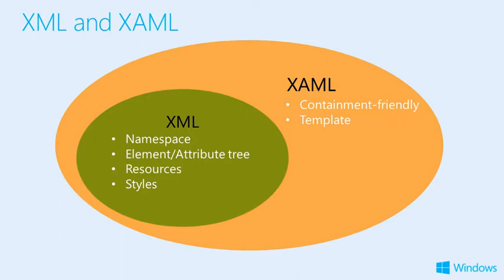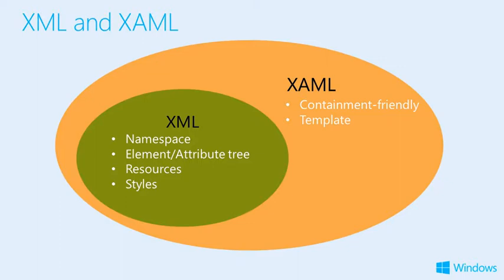For example, the control content property in XAML can accept any type of objects. So you can show a text, image, or even a video on button control without writing a new type of button. That's what we call containment friendly.